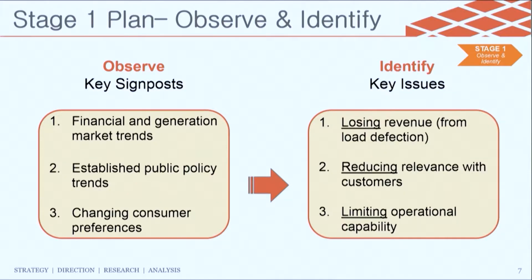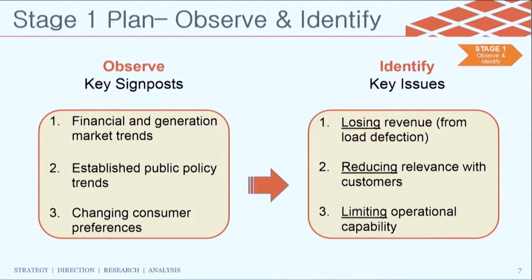So let me start walking through the four of these just to make this more practical. The first is about observing and identifying. I think three key signposts to me are the financial and generation market trends, especially in the renewable energy industry, the public policy, which started with PURPA, but there's many things that have led us to where we are. And most people agree that given the current state of politics, this train has already left the station. And then changing consumer preferences. We don't have to belabor that point.